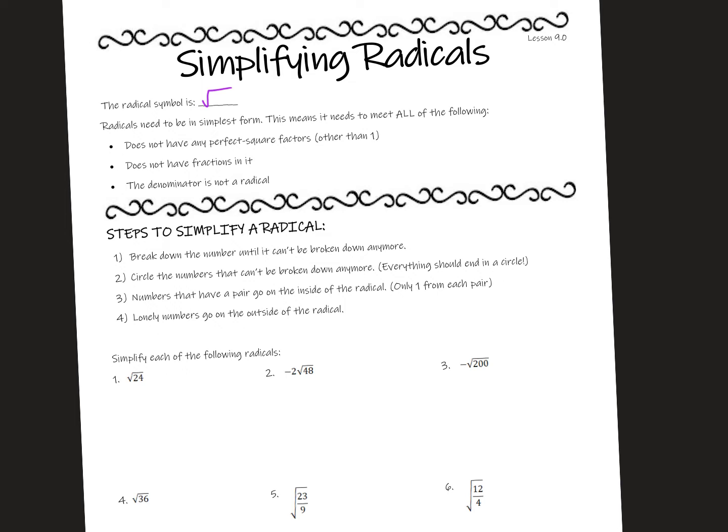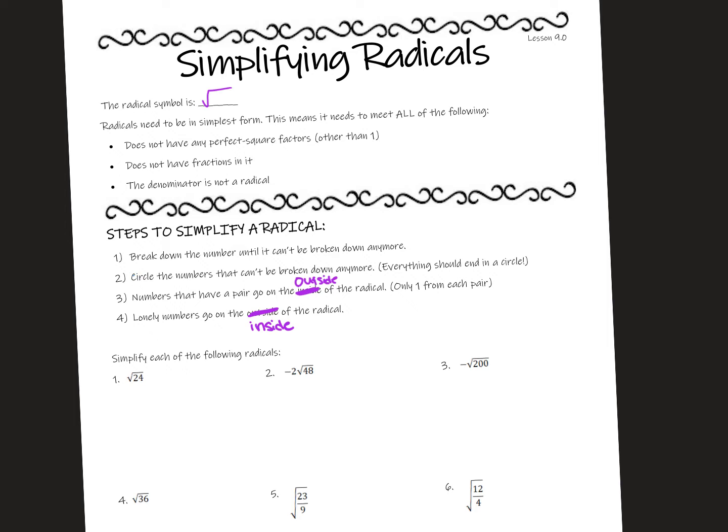All right. So there are some steps right here. We do need to make minor modifications to these steps, y'all. On step 3, go ahead and mark out the word inside and write outside. And then right here on step 4, mark out outside and write inside. All right. That's my bad. We're going a little too quick. My bad. All right. So step 1 says to break down the number until it can't be broken down anymore.